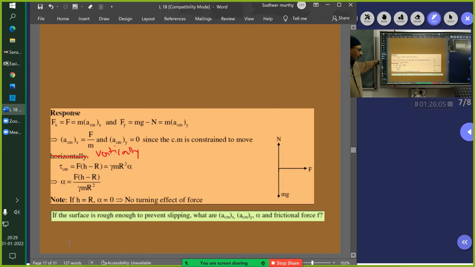Now you can take down this for homework. If the surface is rough, with friction to prevent slipping, what is ACMX, ACMY, alpha and the frictional force? Write down this question, and tomorrow in the college, all of you can discuss.